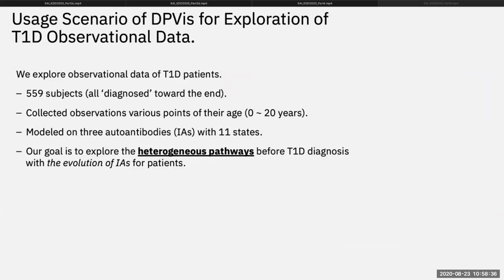I'm going to introduce the tool with a sample data set on type 1 diabetes. We explore observation data of 559 patients who are diagnosed with type 1 diabetes at the end. They were observed at various points of their age up to 20 years old. We modeled hidden Markov models using 3 variables, islet autoantibodies, with 11 states modeled. The goal is to explore the heterogeneous pathways before type 1 diabetes diagnosis with the evolution of IAs for patients.